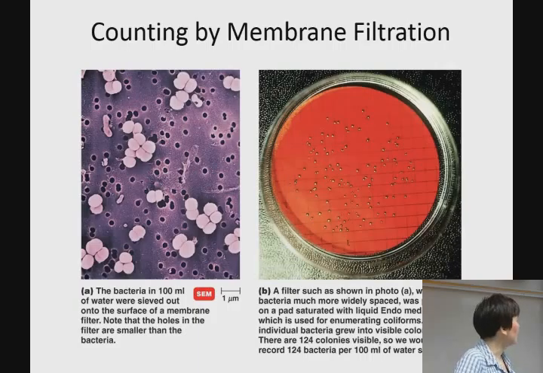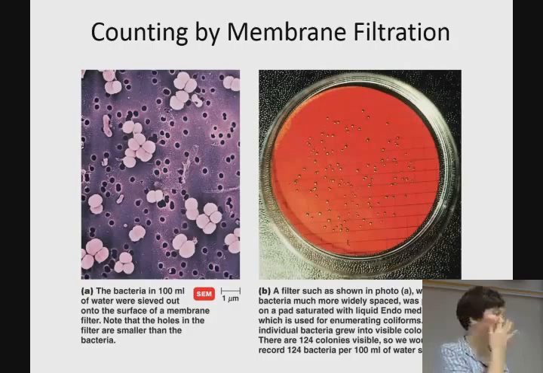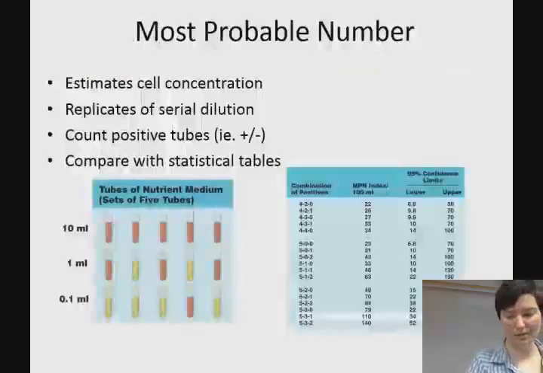You can also count by membrane filtration, where you take a known volume, you filter it, and then you grow the filter, and you count. And this is something you would do if your colony-forming unit was really dilute, so that you can concentrate it. And then you know that, say you filtered 5 liters through this filter, and then you got 75 colonies in 5 liters, and you can do the math to figure out what the original concentration was.